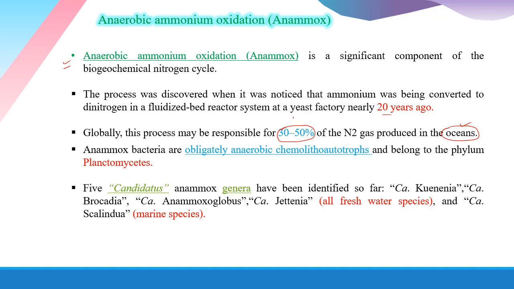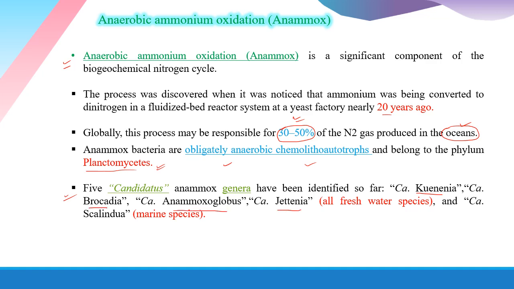About 30 to 50% nitrogen gas is released in this form. The Anammox bacteria are obligately anaerobic and also chemolithoautotrophs, and they belong to the phylum Planctomycetes. There are 5 Candidatus Anammox genera identified so far, like Kuenenia, Brocadia, Anammoxoglobus, Jettenia.